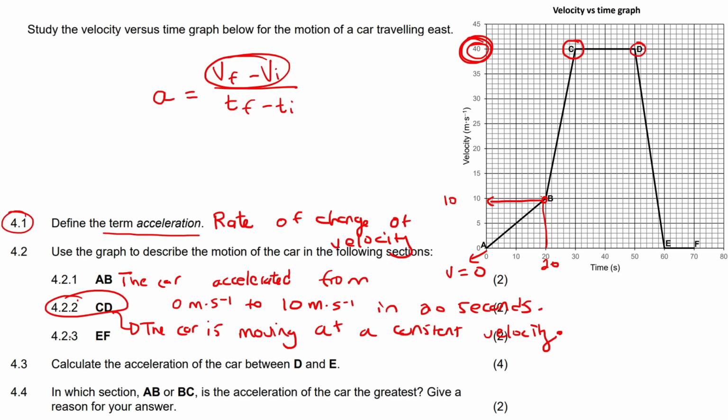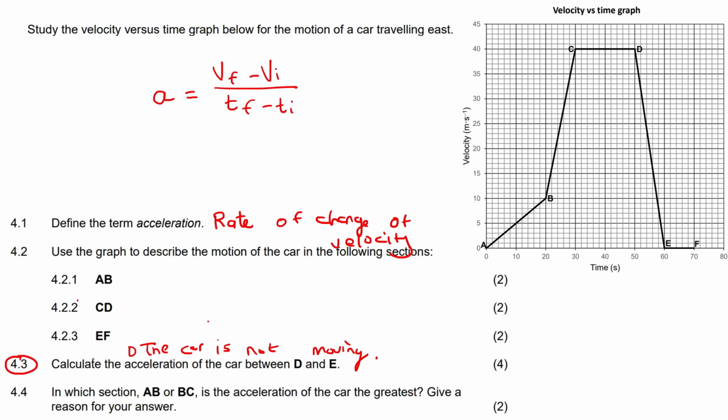And then EF, what is the velocity doing at EF? Well, now we can say the car is not moving. Why? Well, if you look carefully, at E, what's the velocity? 0. At F, what's the velocity? 0. So the object is not moving. So we can say the car is not moving.